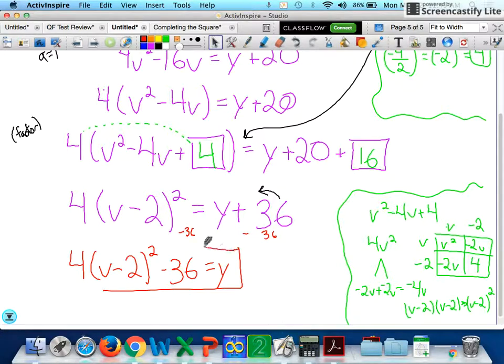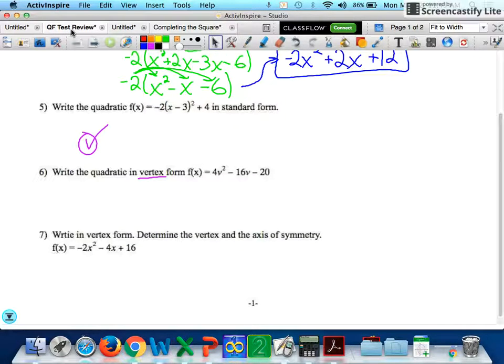Sorry, I got a little bit cut off there, but we were done with the problem anyways. We had moved the 36 back over and we had y equals all by itself, and that is vertex form. And that is all that this asked us to do. Now, number seven is the same type of problem. It just wants us to take it a step further.